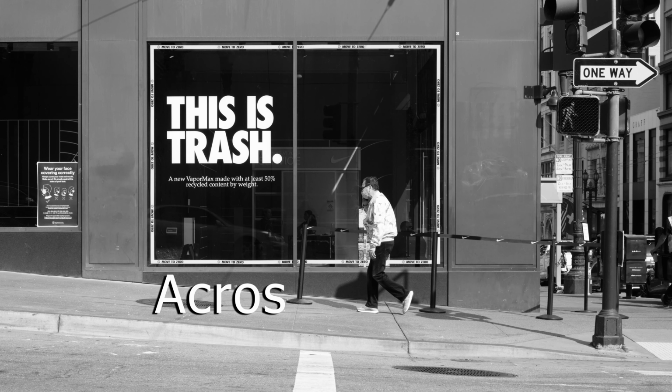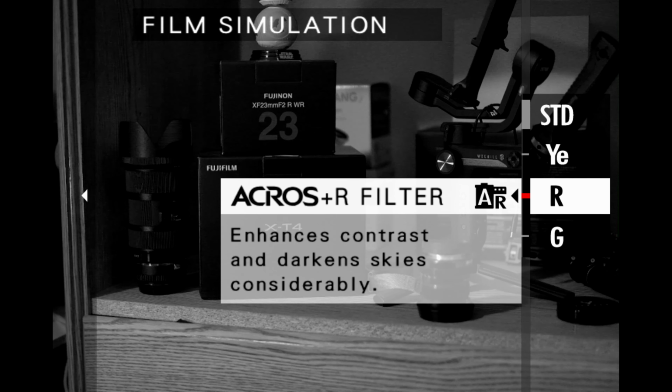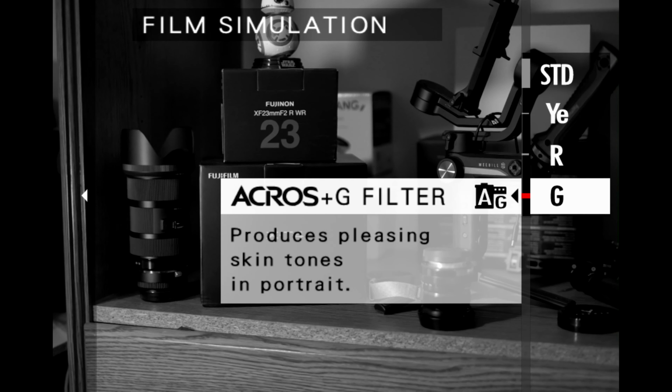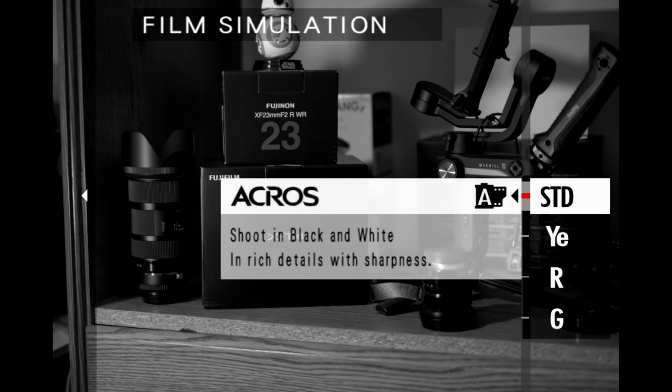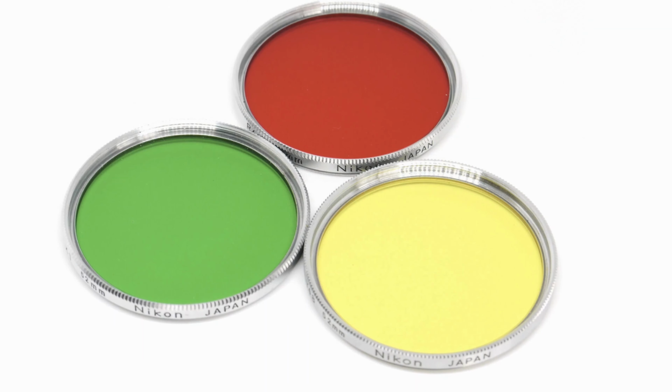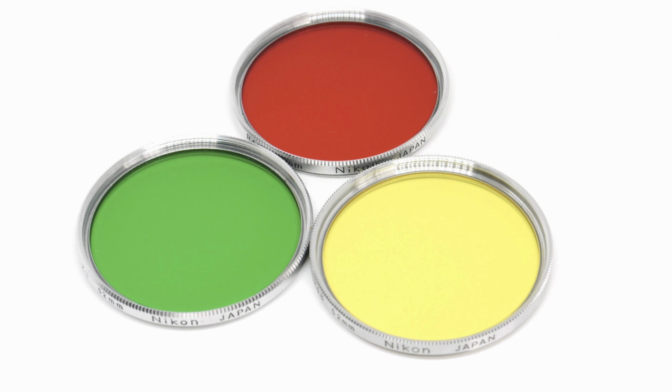Notice the change in contrast. Now you might have noticed there are a handful of options for the Acros and Monochrome sims. These include +G, +R, +YE, and these are basically simulating what happens when you apply a green, red, or yellow filter over your lens to affect contrast when shooting black and white film.